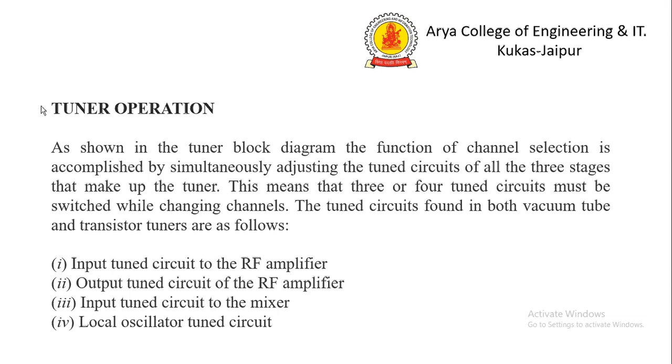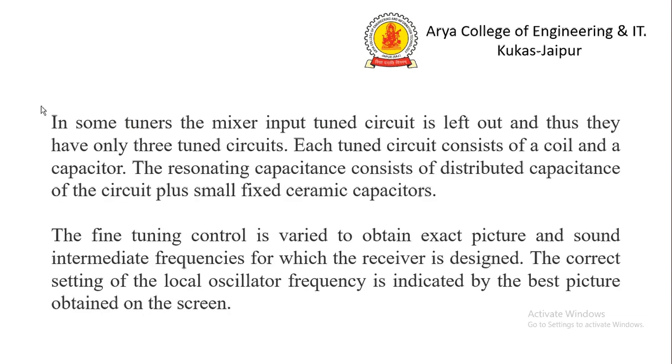output tuned circuit to the RF amplifier, input tuned circuit to the mixer, local oscillator tuned circuit. So there are four tuned circuits in the transistor tuner. In some tuners, the mixer input tuned circuit is left out, and thus they have only 3 tuned circuits. Each tuned circuit consists of a coil and a capacitor.